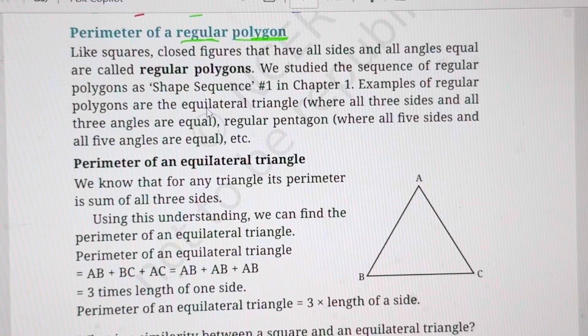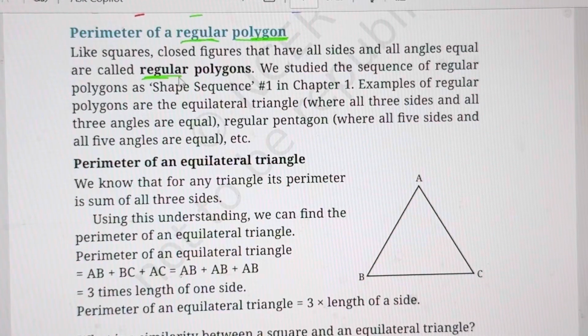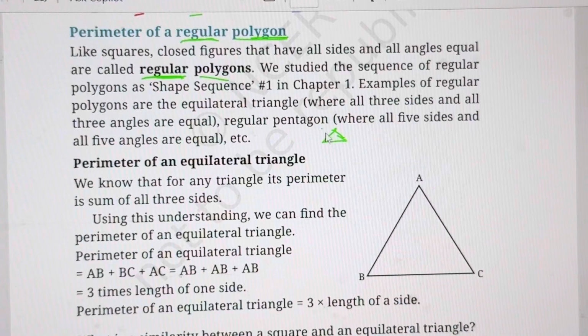Polygon we have learned in the shape sequence chapter number 1 also. So what is the meaning of the word regular? Regular means which has equal sides. So a polygon means any closed figure. Okay, so it starts from triangle. A closed figure you can make with 3 sides at least. We can't make it with 2 line segments. So a closed figure made up of line segments is a polygon. And regular means all the sides should be equal.